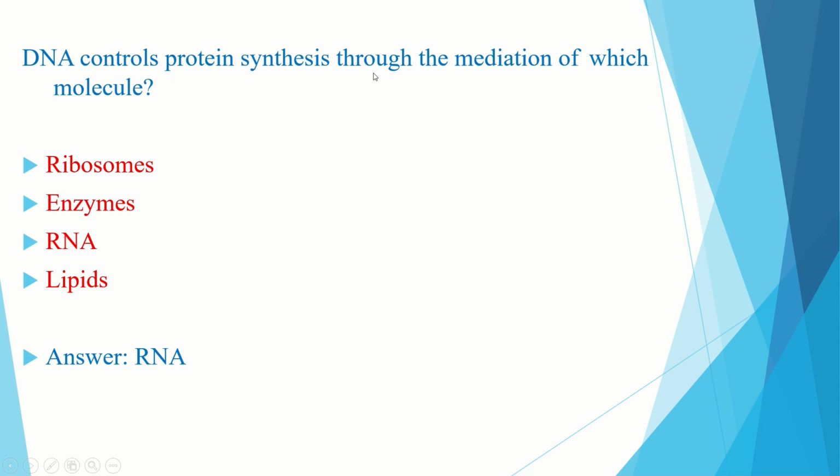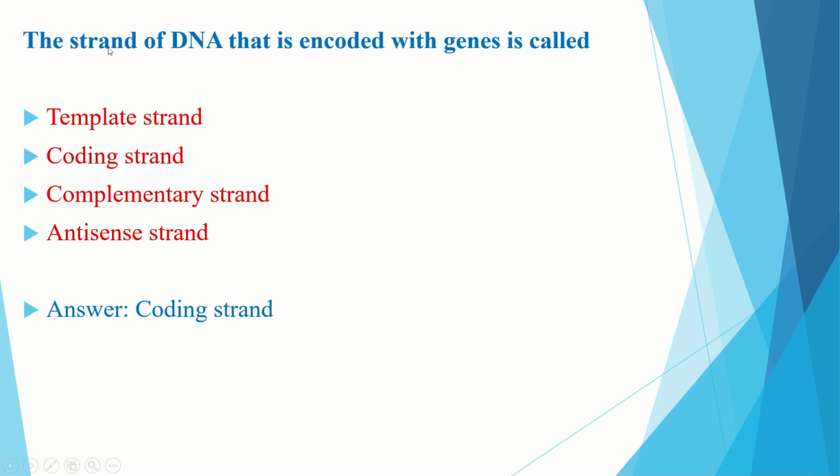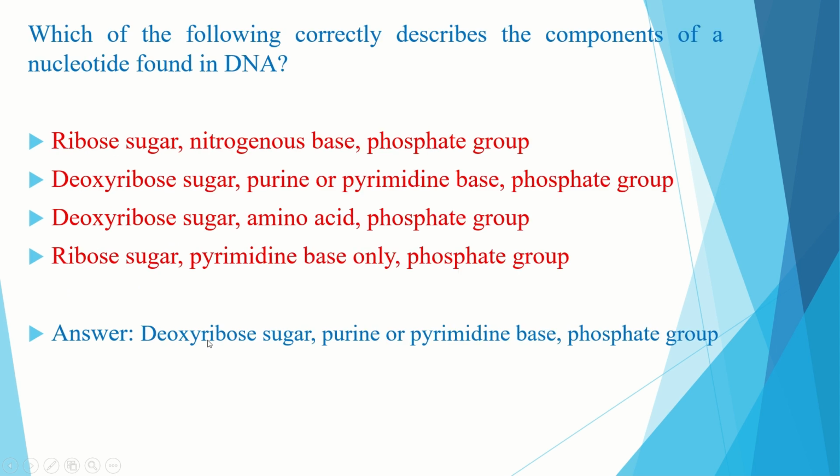DNA controls protein synthesis through the mediation of which molecule? Ribosomes, enzymes, RNA, lipids. The answer is RNA. Which pyrimidine base is found in DNA but not in RNA? Cytosine, uracil, thymine, adenine. The answer is thymine. The strand of DNA that is encoded with the genes is called template strand, coding strand, complementary strand, antisense strand. The answer is coding strand.